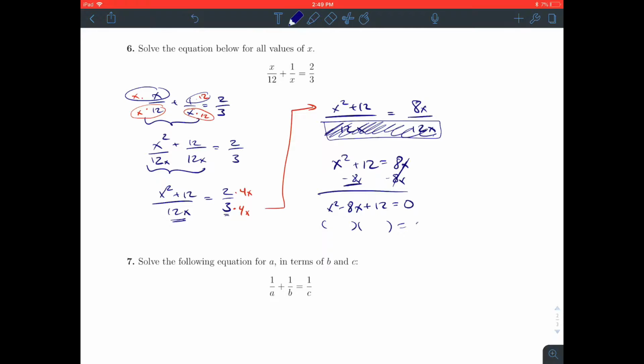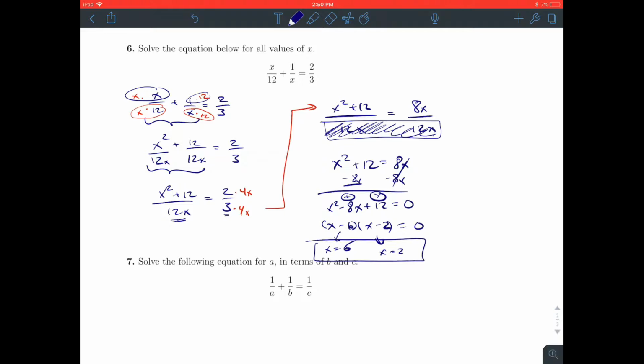Now we'll use sum and product. x times x is x squared. Two things that add to negative 8 and multiply to 12 are negative 6 and negative 2. That gives us x equals 6 and x equals 2.